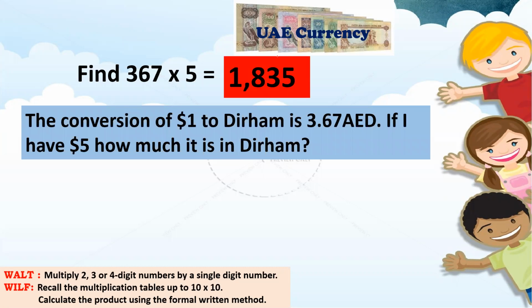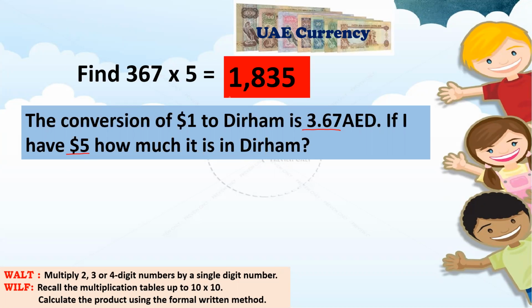The conversion of $1 to dirham is 3.67 dirhams. If I have $5, how much is in dirham? So this is kind of tricky, but let's do it together. So what we'll do is we'll multiply this right here by this.